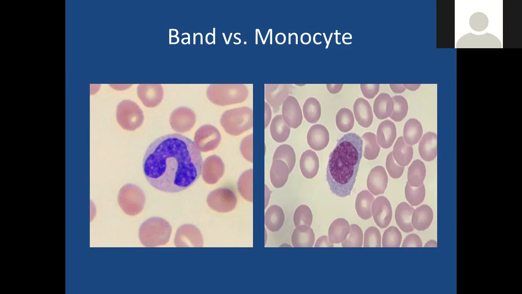Would the bands be darker colored blue, like the nucleus would actually be darker colored? Yes, and that's another thing you could look for too. Your band has more condensed nucleus clumping, and your monocyte has more fine chromatin clumping. Can you see the difference? Very condensed clump here, a little more fine here. So you have the color of cytoplasm and the condensation of your nucleus chromatin. Does that make sense?